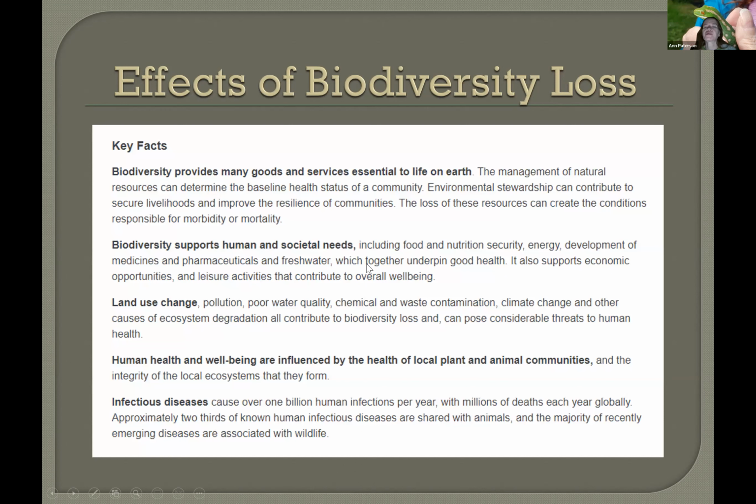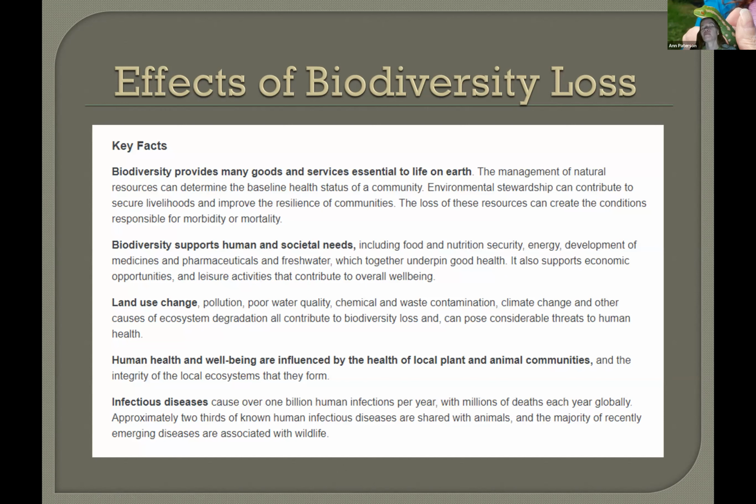This is from the World Health Organization, and I won't read through the whole thing again to save time, but my point is just that there are some major benefits to biodiversity, goods and services, human and societal needs like food and nutrition security. When we get degradation of land, that can contribute to biodiversity loss and affect health. Our local natural areas affect human health. And also infectious diseases are affected by biodiversity.